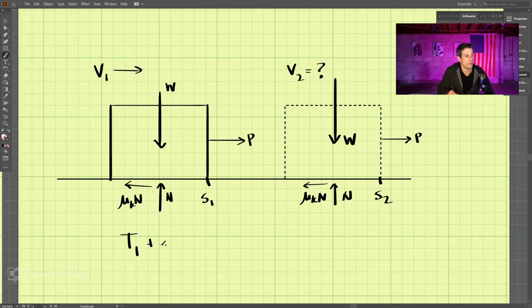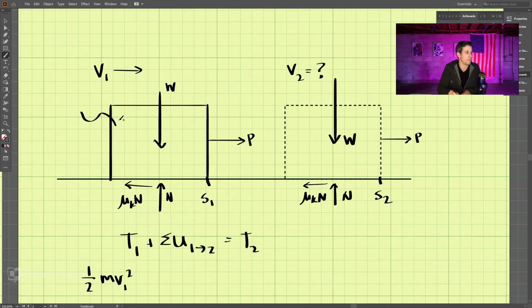So we have T1 plus the sum of all the work from 1 to 2 equals T2. T1 is easy. We just have 1/2 mv1 squared, m being the mass of this block. And then we have all the work terms. So what are all the work terms? Remember that work terms only contribute if the force is in the direction of movement. For example, the weight term and the normal term are 90 degrees from the direction of movement, and the cosine of 90 degrees is 0. So neither of those contribute.